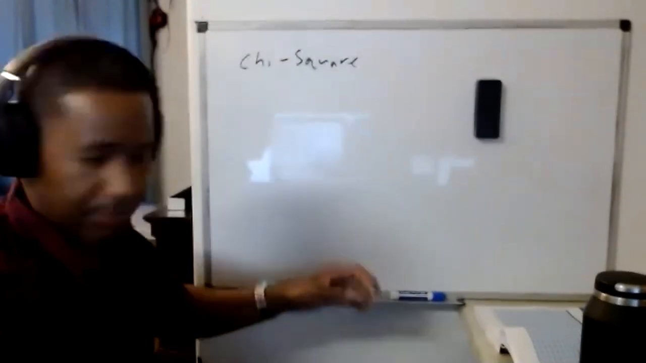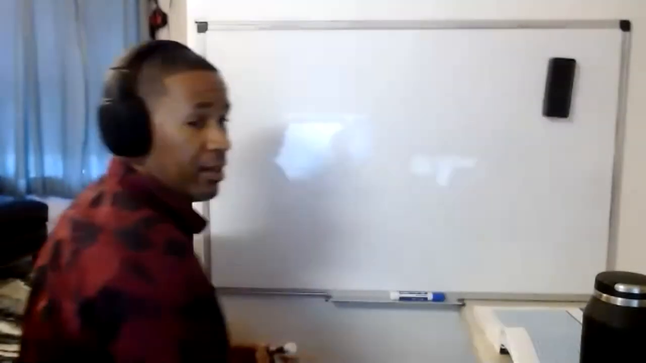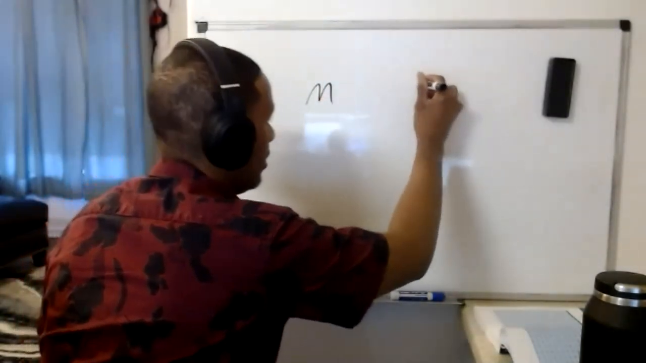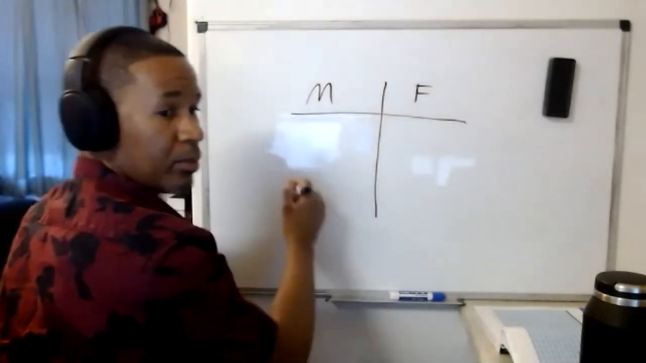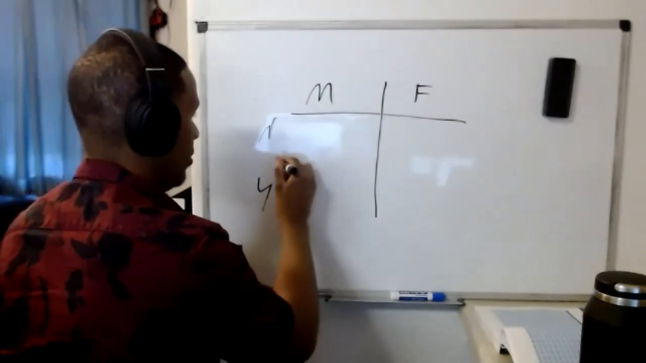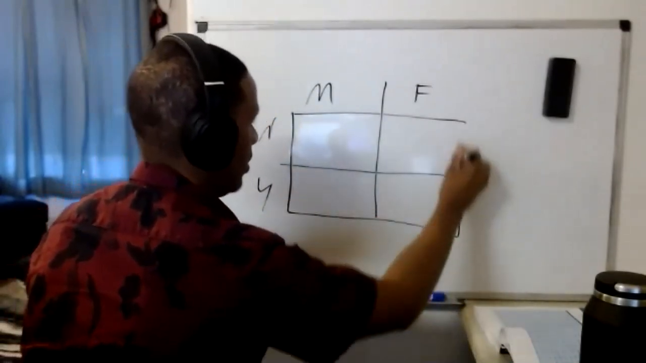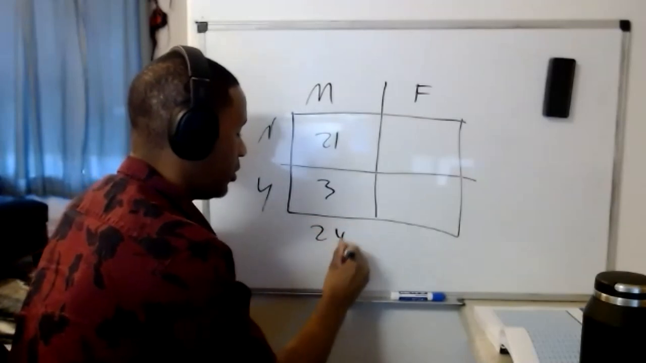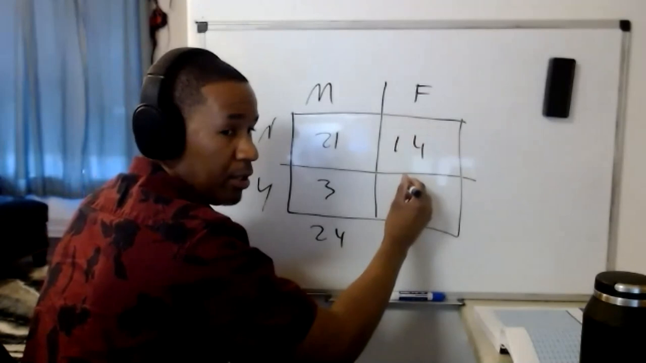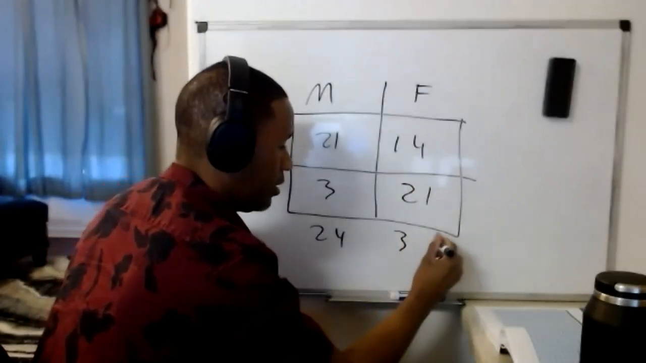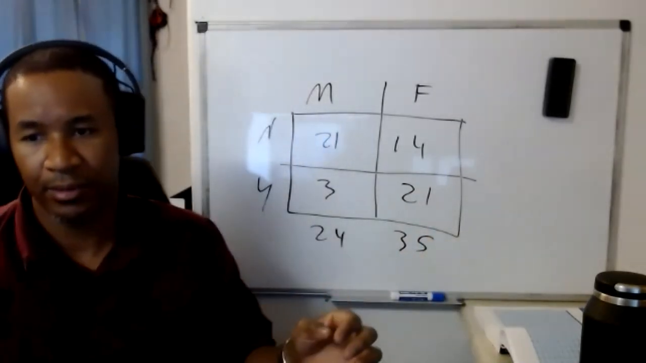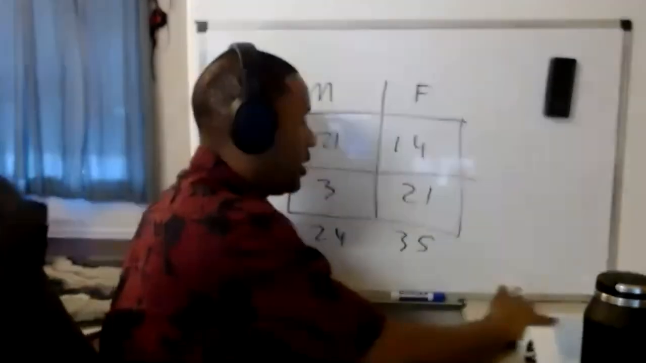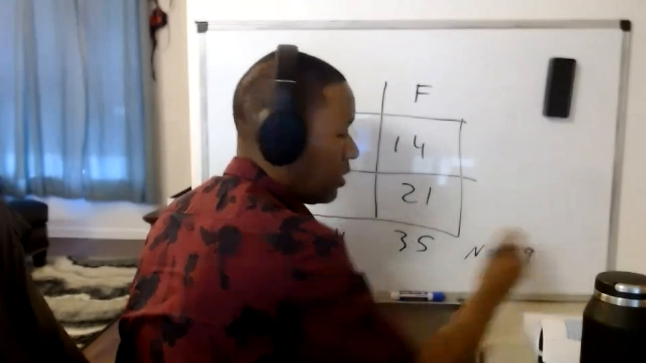So I'm going to try to draw it up here. I'm going to write M for male, F for female, N for no, Y for yes. So we know that there are 21 males who said no, 3 who said yes, that is 24 total males. There are 14 females who said no, 21 who said yes, there are 35 females. What is our N here? What is our total number of cases? 59. Good. There's 24 males, 35 females. We have an N which is equal to 59.